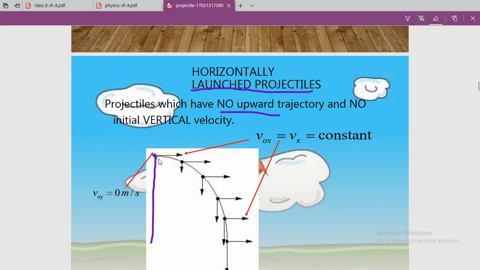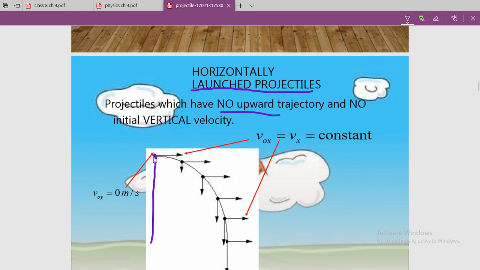I hope you understand. Let me repeat these things. Suppose you are on the roof of a building and you throw a projectile parallel to the earth's surface. In this case the initial velocity of this projectile is completely parallel to the earth's surface, and its value is exactly the same as the initial value of the velocity.